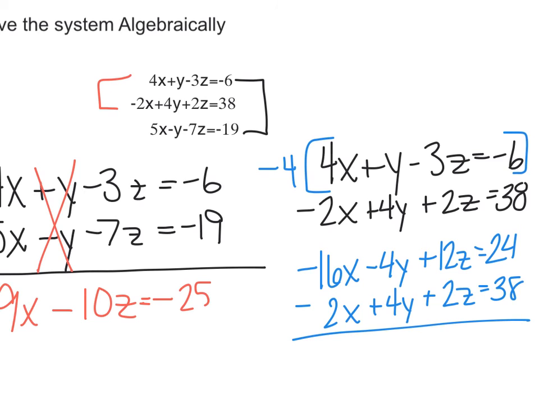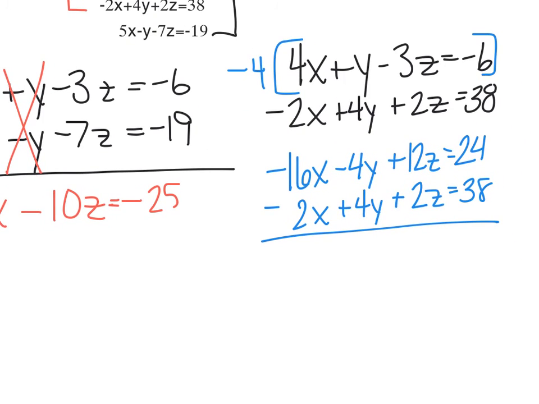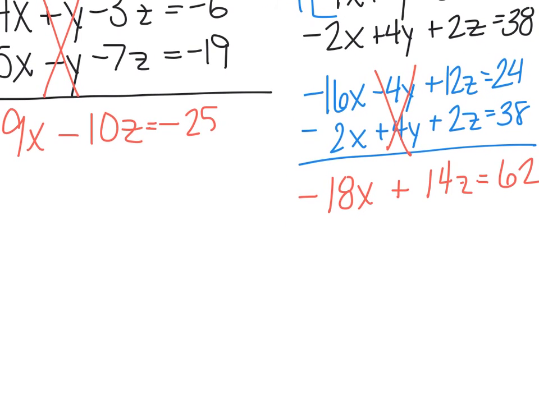And I'm going to add those together. Now remember, I just had to make sure I eliminated the same variable, which I did. So I've got -18x plus 14z equals, what is that, 62? And now I'm going to put those two equations together. So my 9x minus 10z, and I'm going to solve a 2 by 2 now.